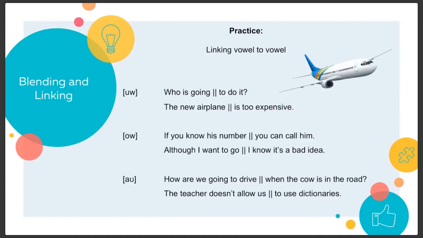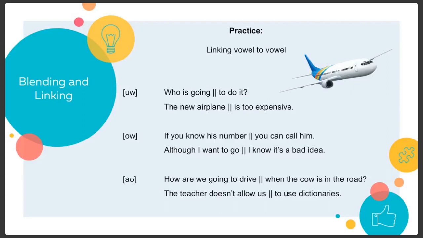And now let's look at some example sentences with the w sound. So, who is going to do it? Do it. The new airplane is too expensive. Too expensive. Next, if you know his number, you can call him. Although I want to go, I know it's a bad idea.